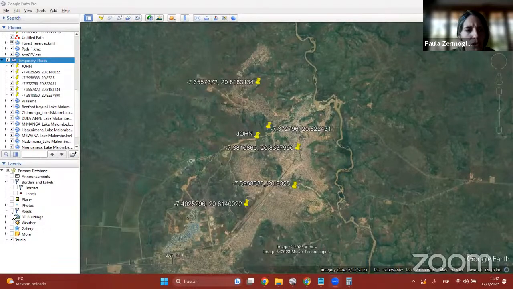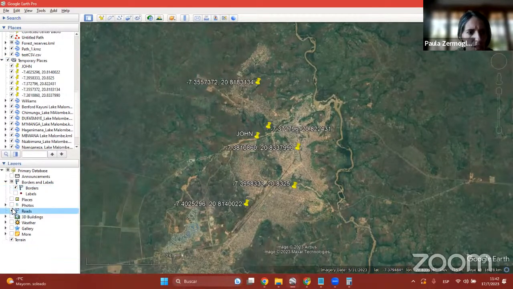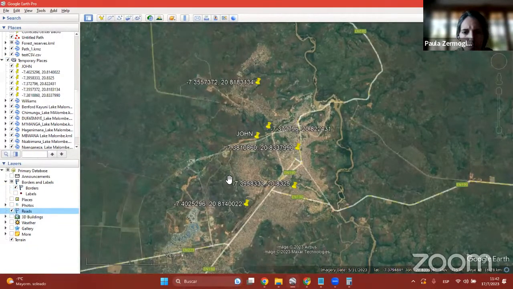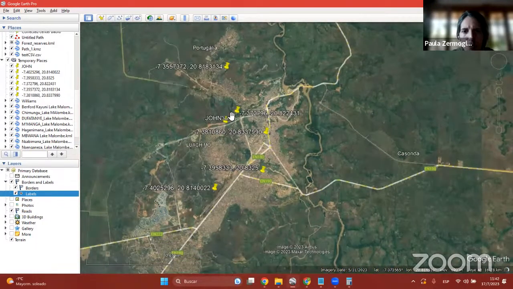And so I'm going to put borders here and roads and stuff. And labels. There appears Dundo here, so that you see it more clearly. You wanted to show GeoPic? Okay.